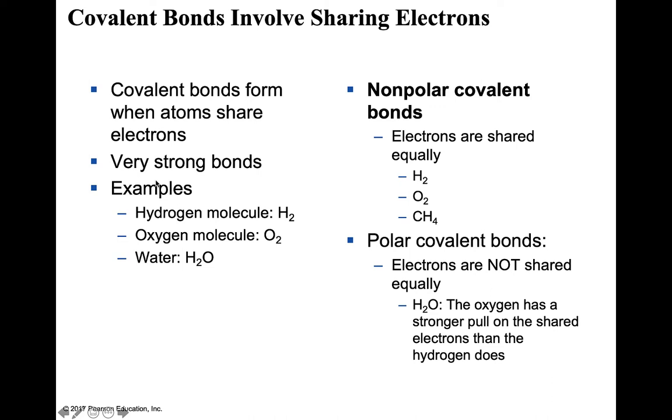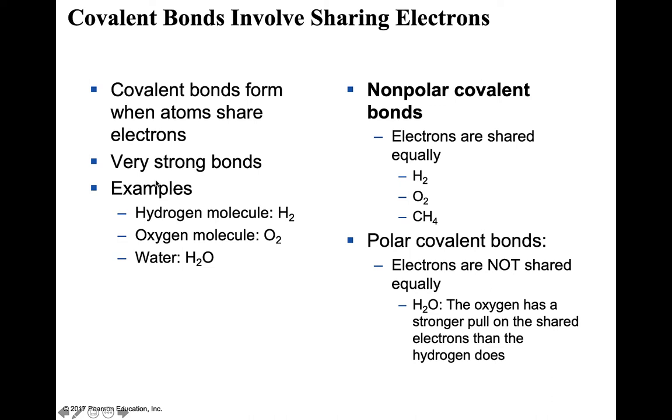So I want to make sure that you are comfortable with these concepts. Now, if we look at the types of covalent bonds that exist, there are two of them. We have nonpolar covalent bonds, and what this means is electrons are shared equally. Examples of this would be hydrogen, oxygen, methane. What's important here is that those molecules that exhibit nonpolar covalent bonds are lipid soluble. They do not dissolve in water. Very important concept.